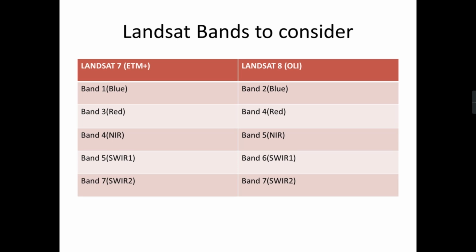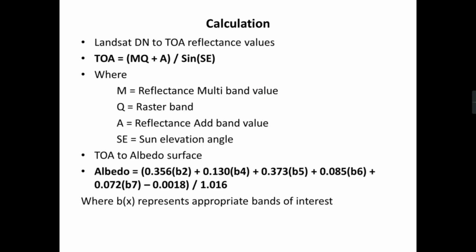Clear? So we can go to the calculation process now. Firstly you have to consider the Landsat DN values. More importantly, you have to download the Landsat Level 1 data product from the USGS website. It is not the Level 2 which you are going to work on here, it is going to be Level 1. Download the Level 1 product, and then you have to convert it to top of atmosphere reflectance values.